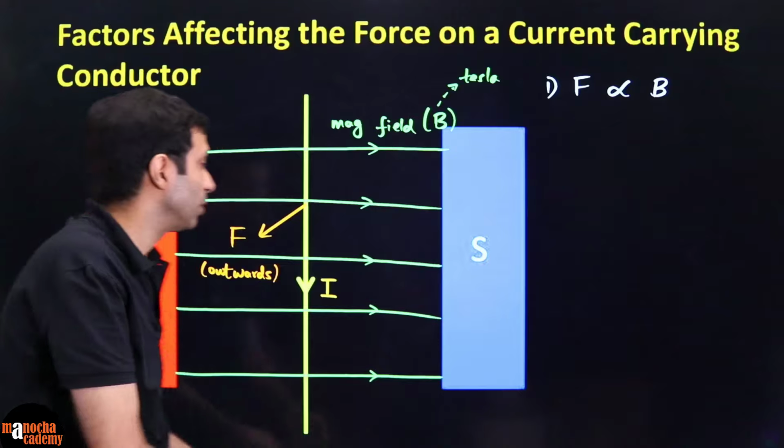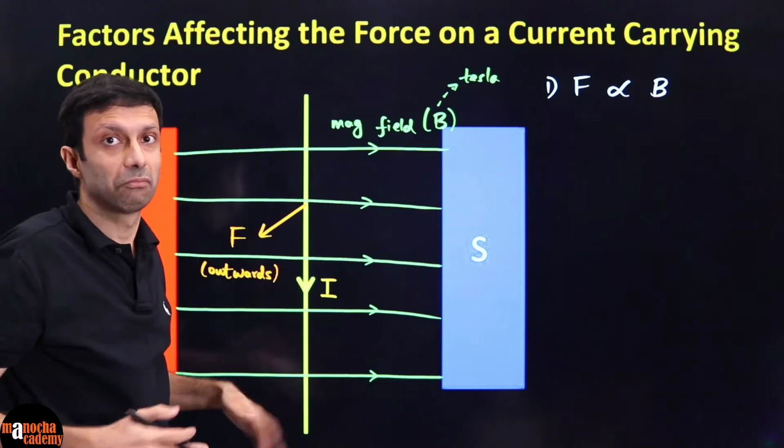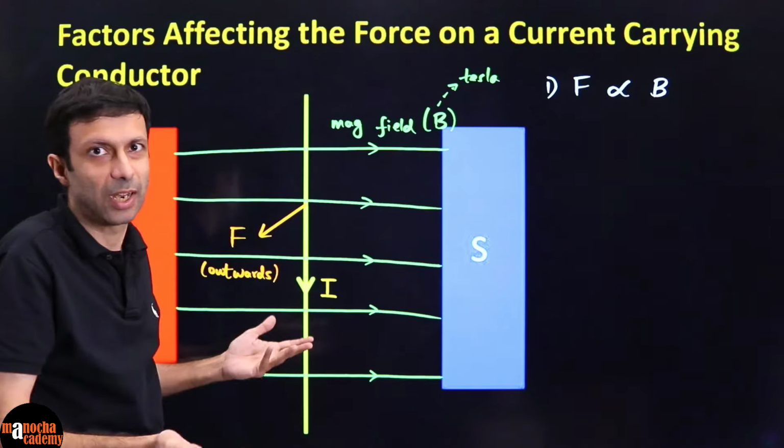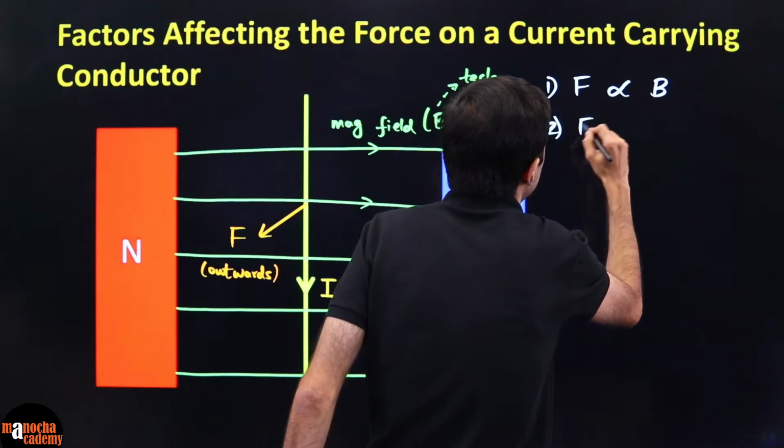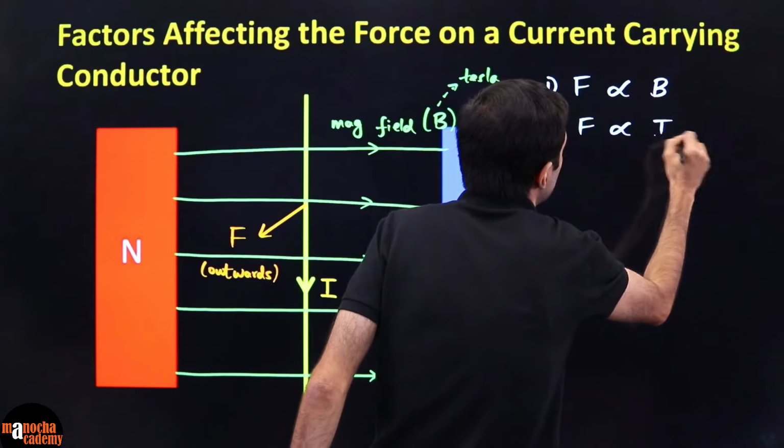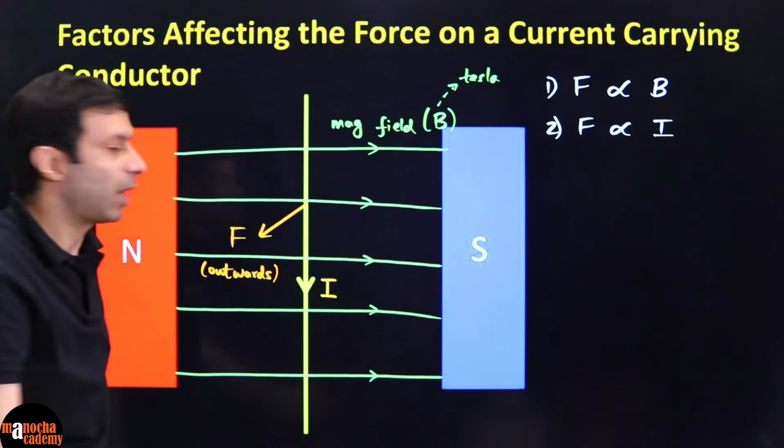The scientists also found that if you double the current, guess what? Force doubles. If you halve the current, force halves. So again, I can clearly say that force is directly proportional to the current. Current what? The current flowing in the wire.